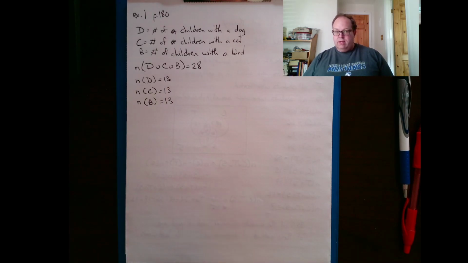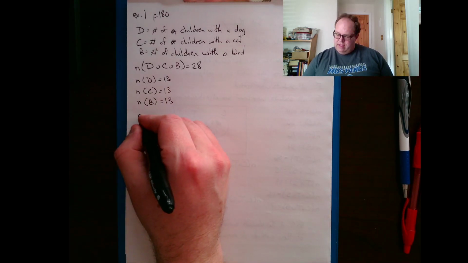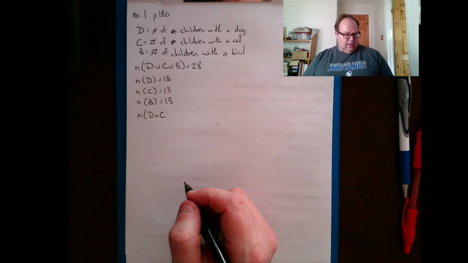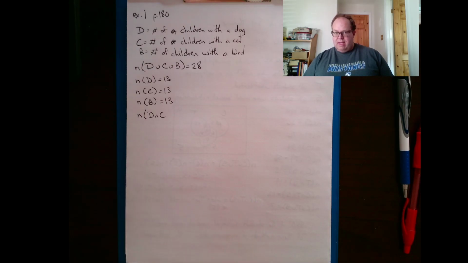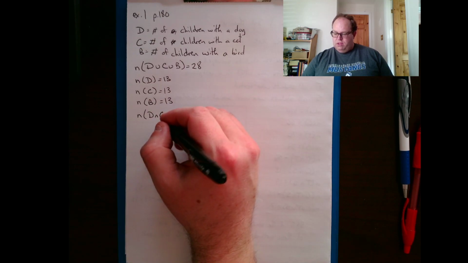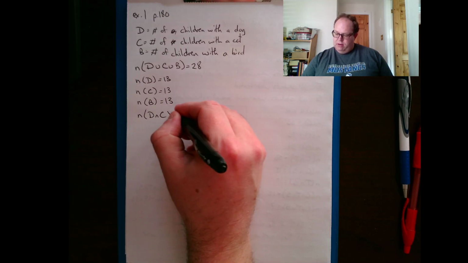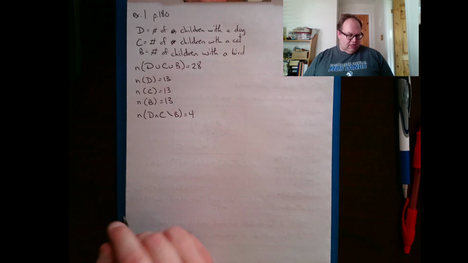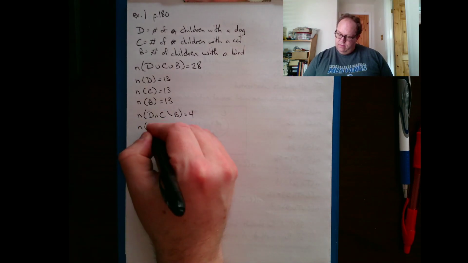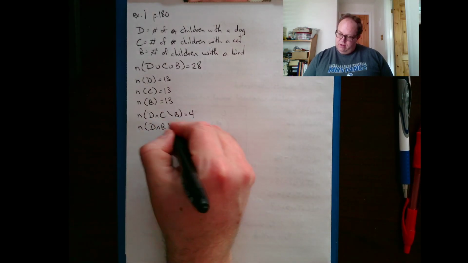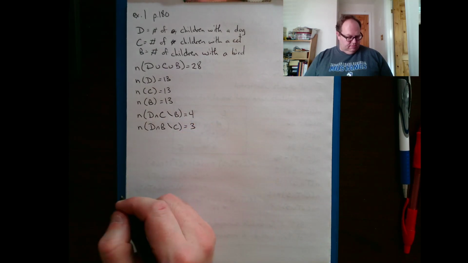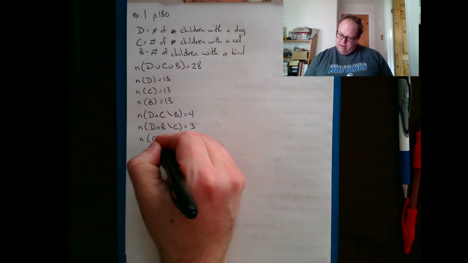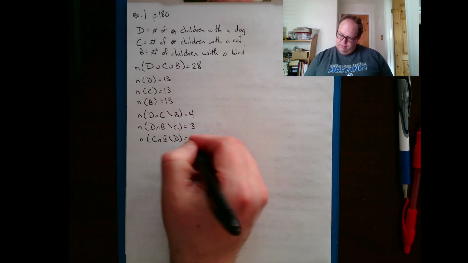4 children have only a dog and a cat. And I want to stress, first the dog and the cat part will make it sound like the intersection of these 2 sets. But to say they only have a dog and a cat means they cannot have a bird. So there are 4 children who have a dog and a cat, but not a bird. 3 children have only a dog and a bird. So the intersection of dog and bird without cat is 3. 2 children have only a cat and a bird. So the intersection of cat and bird without dog is 2.